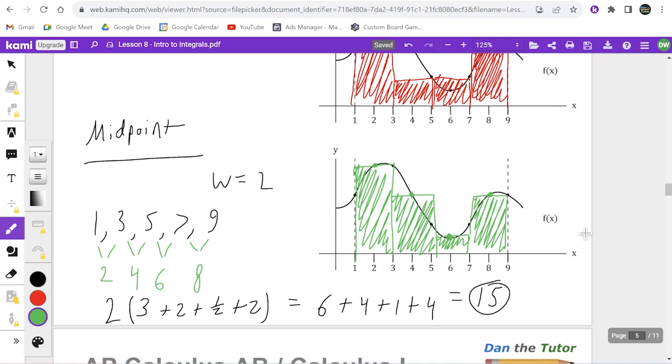Now, if you want to know the truth about which one's the best approximation, left, right, or midpoint in this case, the answer is I have no idea because I don't have the area of this function because there's no way of actually finding the exact area. The best we can do is an approximation, and that's all we're going to do when we have a Riemann sum.